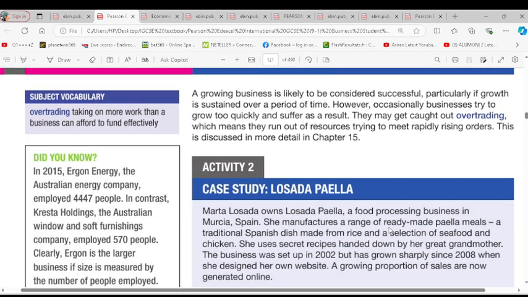So a growing business is likely to be considered successful, particularly if growth is sustained over a period of time. However, occasionally, businesses try to grow too quickly and suffer as a result. They may get caught out by overtrading. So here, sometimes you are over ambitious, and your way of going becomes too fast. That will bring about overtrading.